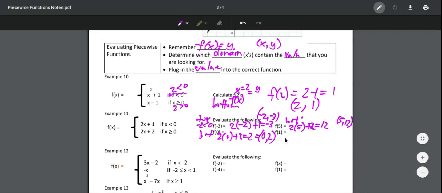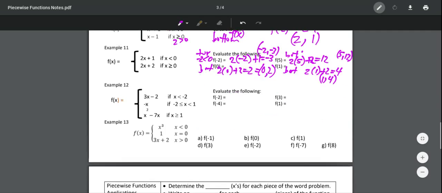1 is greater than 0, so that's the bottom as well. And so we'd say 2 times 1 plus 2. 2 times 1 is 2, plus 2 is 4. And so we get the point 1, 4. So it's not that we plug it in every place. We have to find the correct place that we plug it in, okay?